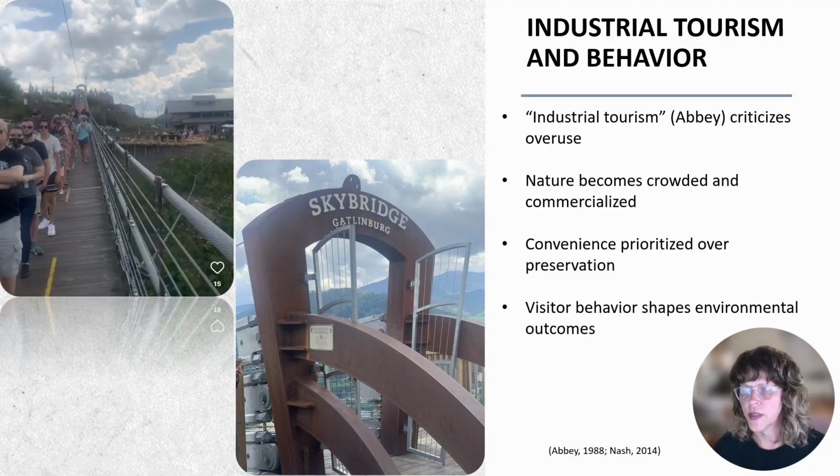Colby described industrial tourism as the transformation of natural areas into crowded attractions. As shown here, construction and crowding reduce both the natural landscape and the visitor experience on the Sky Bridge in Gatlinburg, Tennessee.